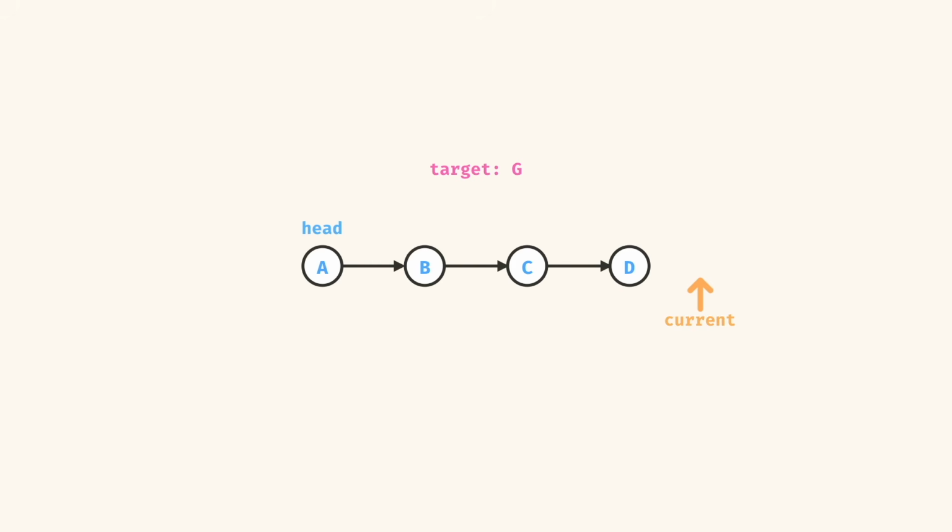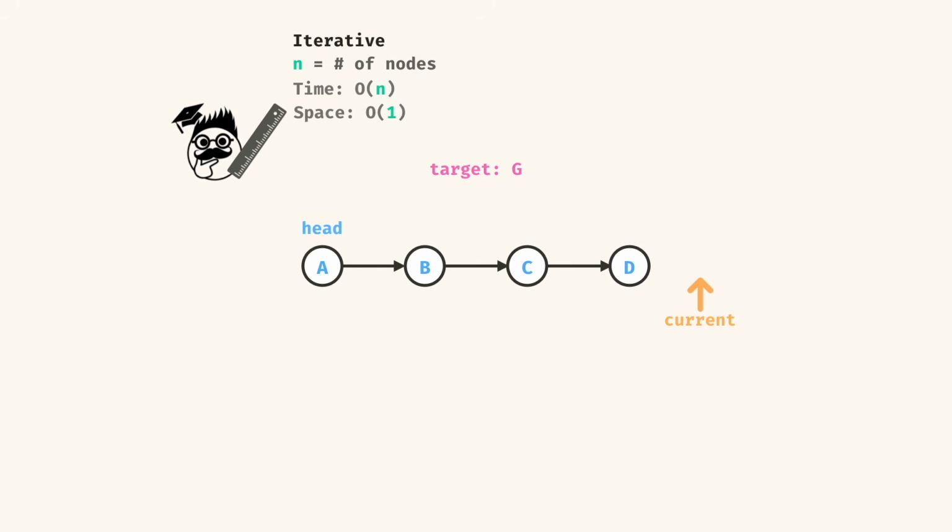When we talk about this iterative strategy, we know that if n is the number of nodes, we're just going to iterate through every node of the linked list. So we would have a runtime of O of n. And our space complexity here would just be O of 1 because we're just using a constant number of variables. So that was the iterative solution.